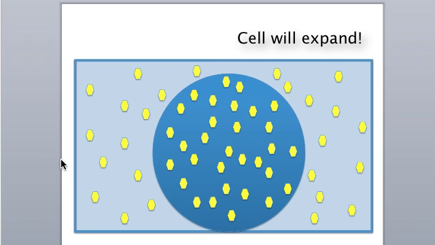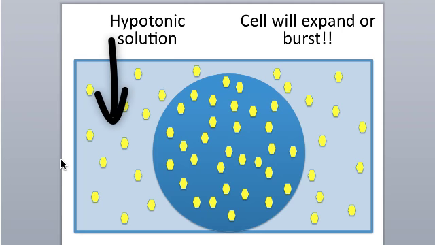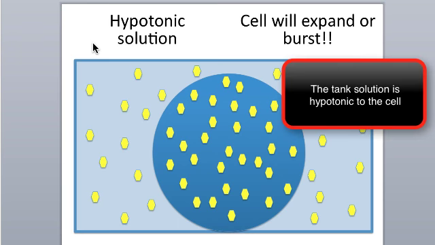And this can be a very dangerous situation for a cell because not only can it expand, but if enough water gets inside the cell, then it can compromise the integrity of the cell membrane and cause it to burst. So a cell that's placed in what's called a hypotonic solution runs the risk of bursting. Now this is called hypo because hypo essentially means less of something. And this would be less of a particular solute. So this would be a hypotonic solution.